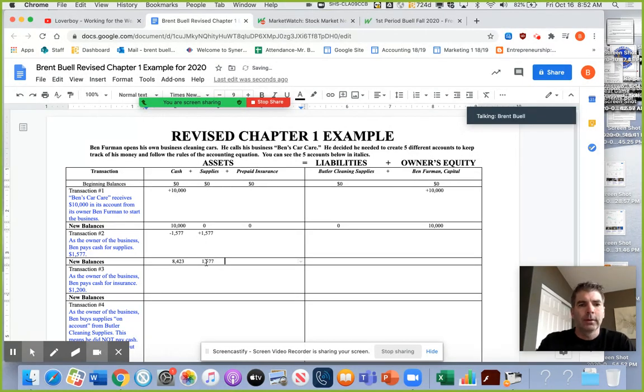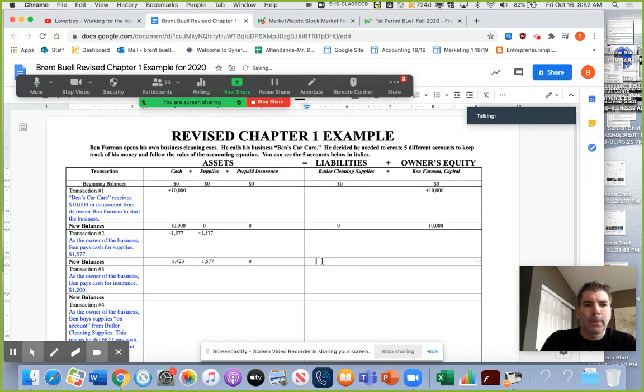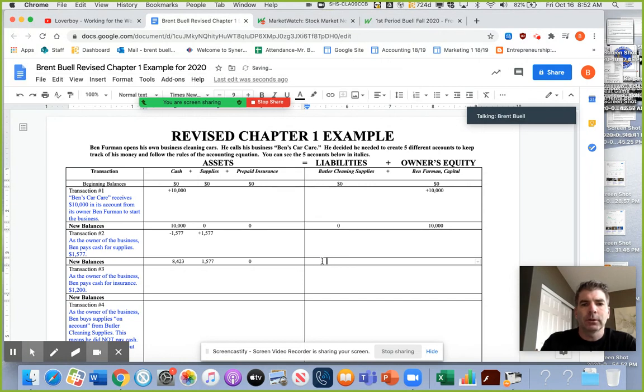Okay. Prepaid insurance still 0. We haven't touched that one yet. We haven't touched Butler Cleaning Supplies, so that's still 0. Mine's not lining up perfectly, but you get the gist. Okay, and then over here, Ben Furman Capital is still 10,000.